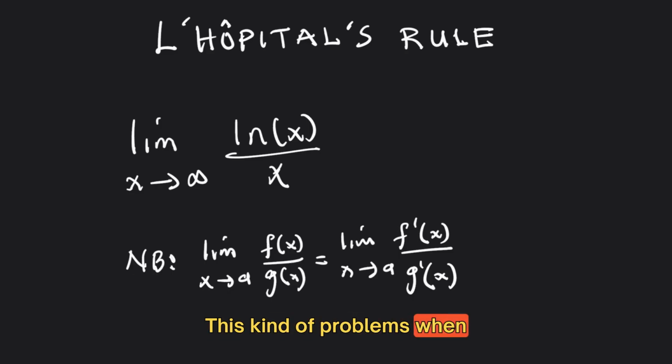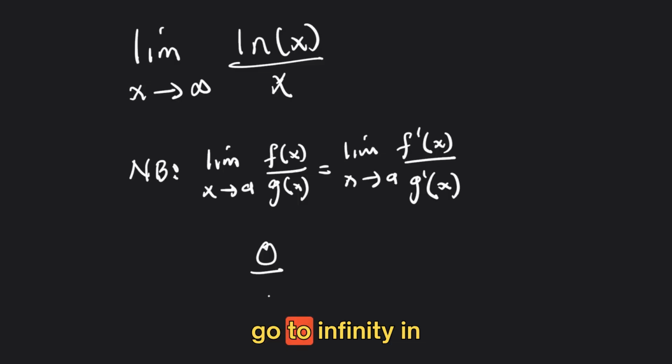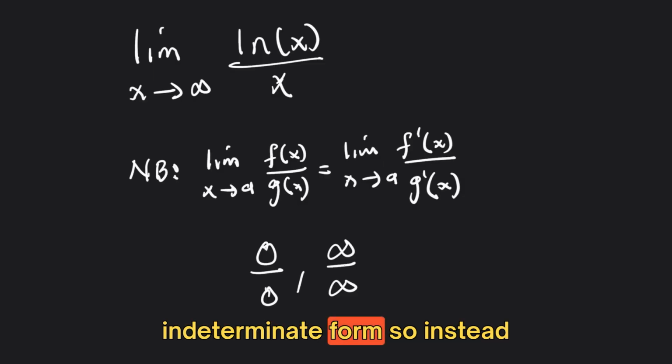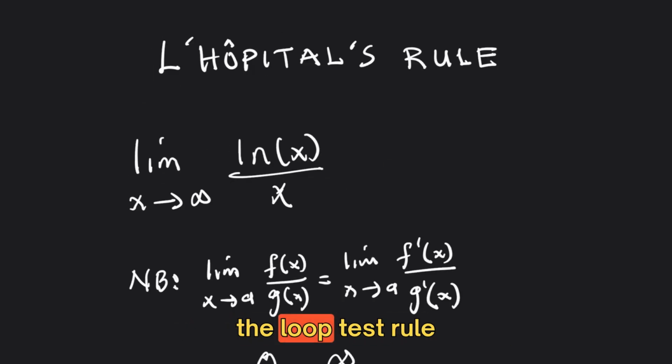These kinds of problems, when you find the limit, you may think that they do not exist. Why? Because the numerator may go to 0 and the denominator to 0, or the numerator may go to infinity and the denominator to infinity. When you have this kind of form, it is called an indeterminate form. So instead you use L'Hopital's rule.